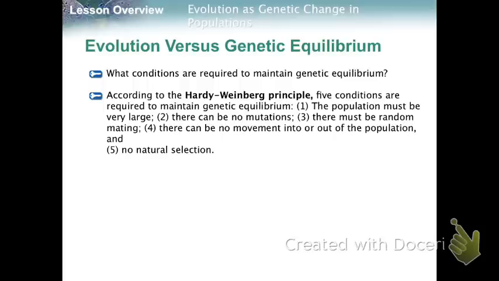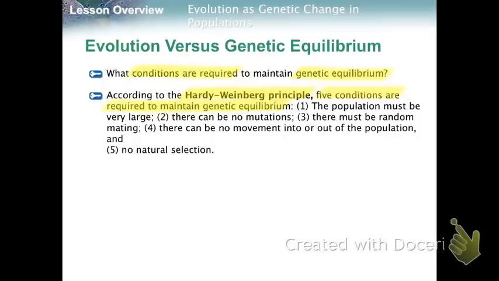Little math here. Genetic equilibrium is when there is no evolution. So we're going to talk about the conditions that are required to maintain genetic equilibrium in a population, meaning there's not any change in allele frequency in a population at all. This is called the Hardy-Weinberg principle. And the Hardy-Weinberg principle says that 5 conditions are required to maintain genetic equilibrium.